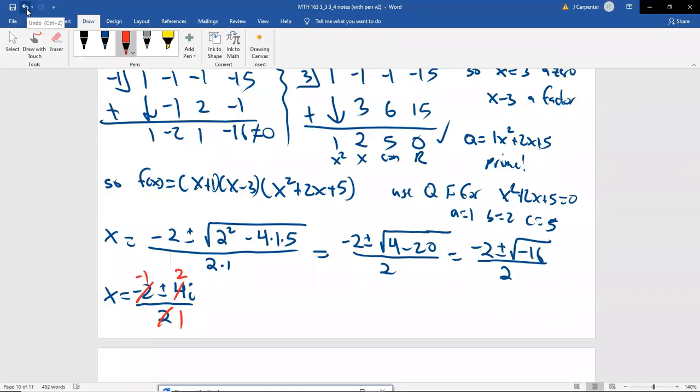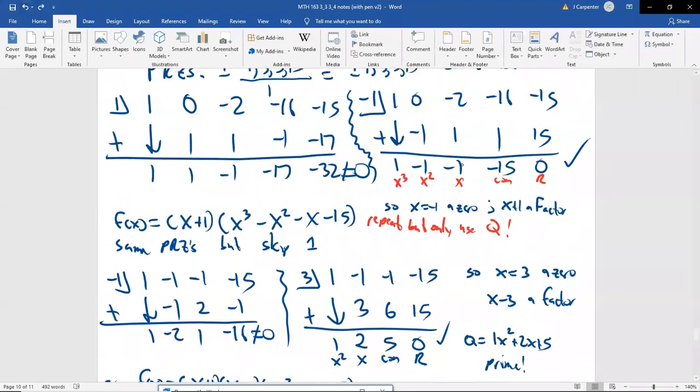But I don't like leaving that there. You can leave it in your notes, I just don't like leaving it in mine. So that becomes negative 1 plus or minus 2i. We don't need a 1 in the bottom. We don't need to write over 1. So that would be the last two zeros.